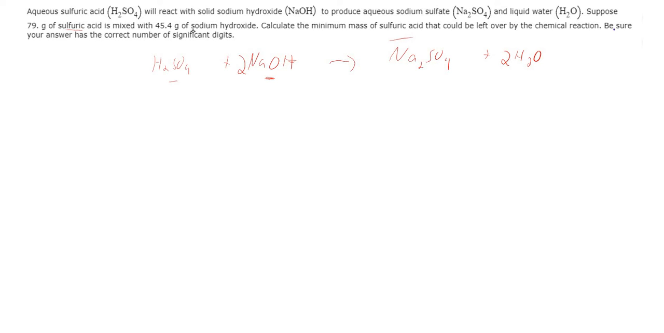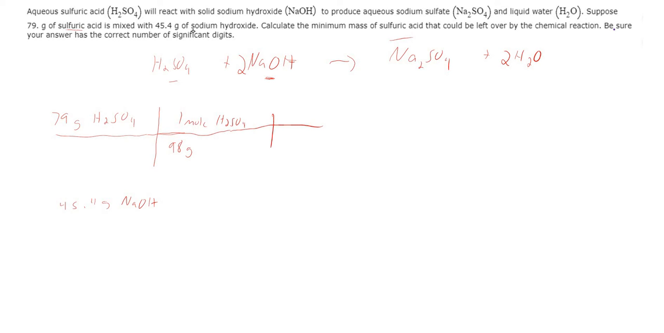So I have 79 grams of H2SO4, and I have 45.4 grams of sodium hydroxide. All right, so we need to convert to moles. So the molar mass of H2SO4, hopefully I can get this right in my head. So 16 times 4 is 64, and 32 is 96, 97, 98. There are 98 grams in 1 mole of H2SO4. Hopefully we're right on that one.